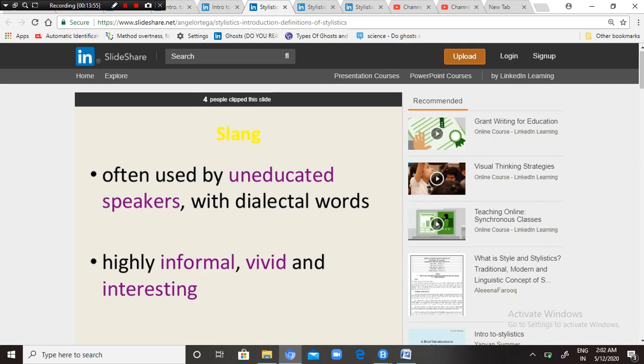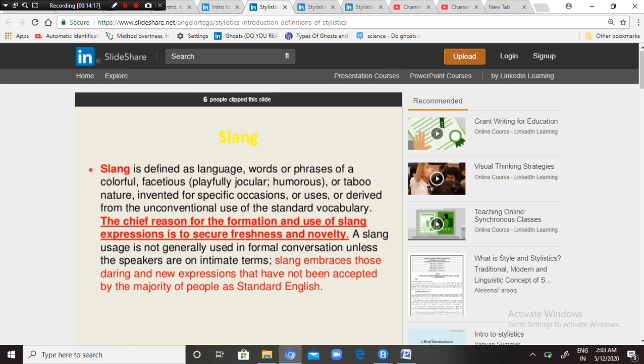Slang. What is slang? Slang is often used by uneducated speakers, with delicate words, and is highly informal, vivid and interesting. Slang is defined as language, words or phrases of a colorful, fictitious, playful, joking or taboo nature, invented for specific occasions.